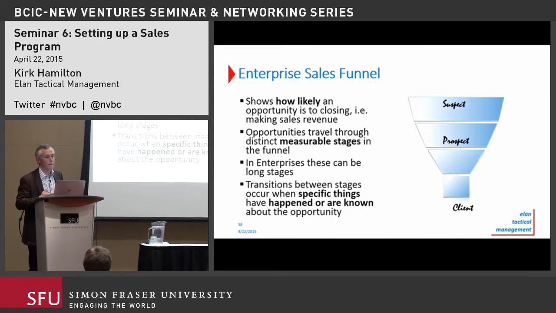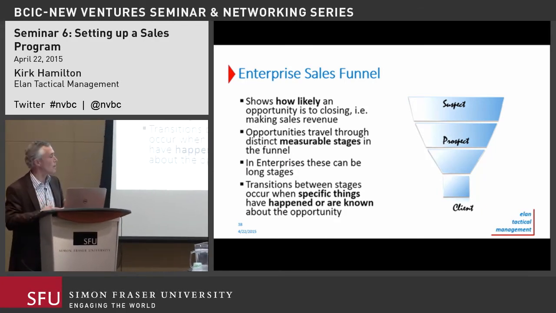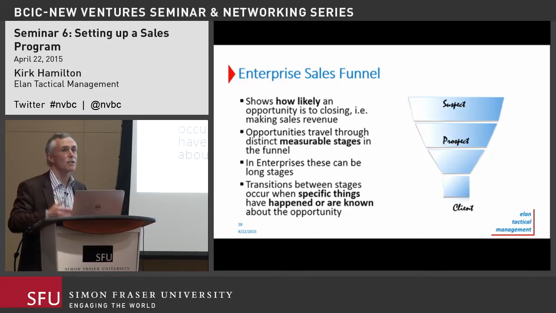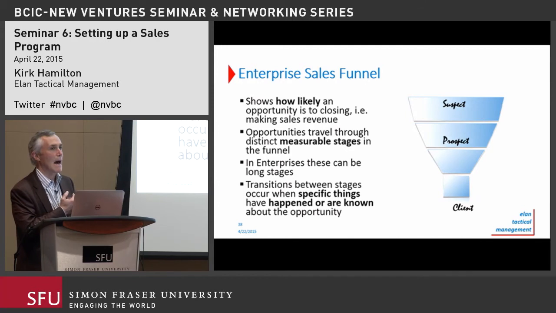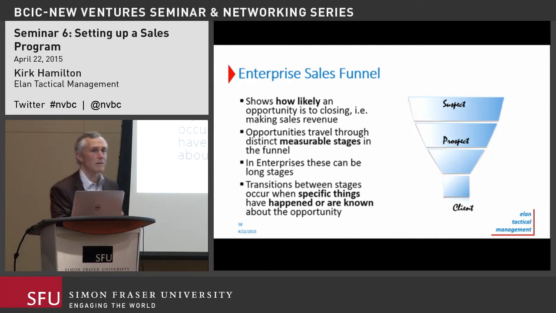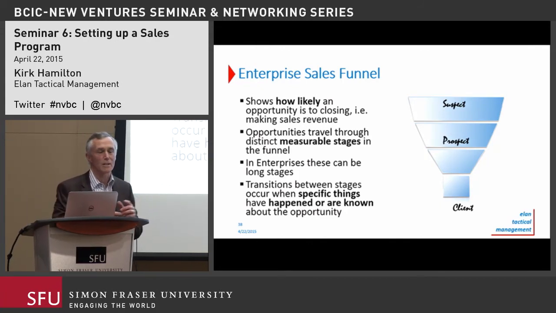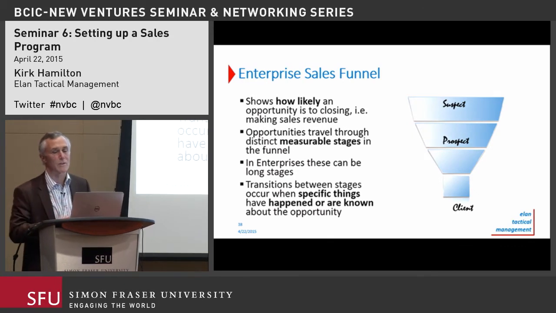Okay, so the opportunities travel through measurable stages, and the transition from one stage to another is when you have specific things happening, specific things that are known or have happened as you go through there. So contacts made, improved contacts, knowledge about budget, confirmed interest, provided demonstrations, etc.